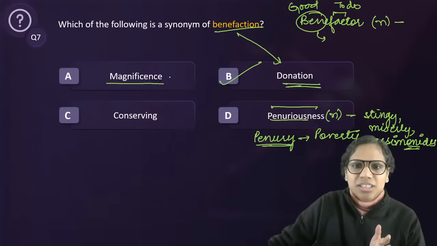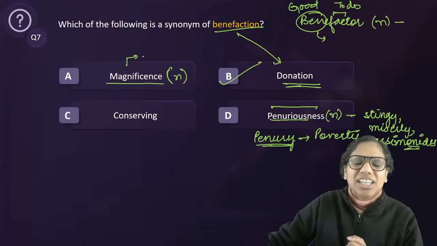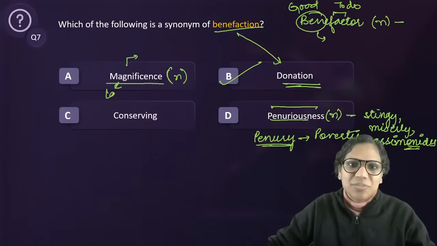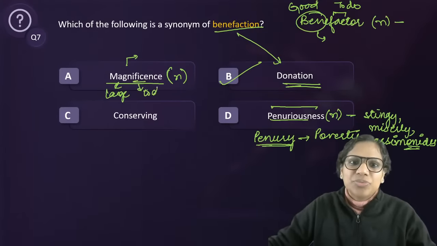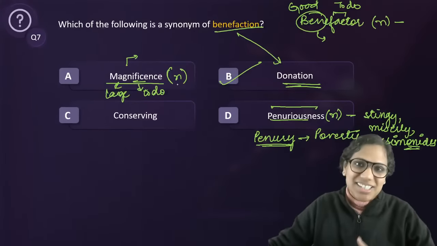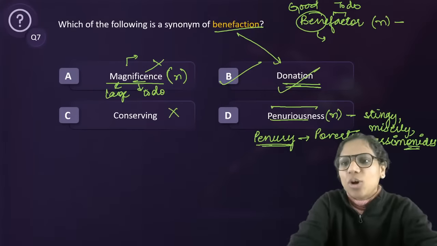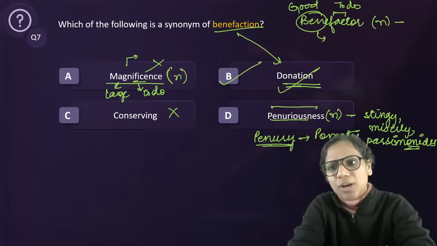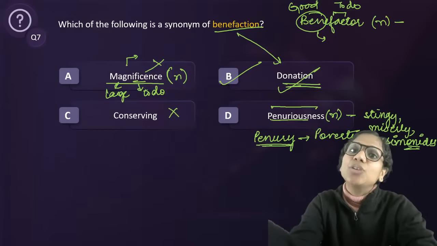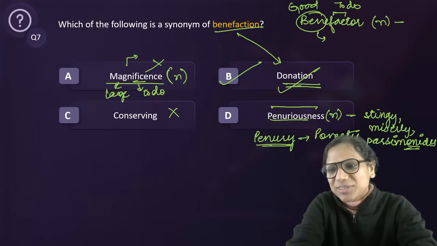Magnificence, I think all of us understand. Yes, the magnificence of the place. If I say this place is magnificent, that means it's very impressive. Mag means large here, and fic again means to do. So when something is so impressive, grand, that's when it's magnificent. Conserving is eliminated, donation is the only option left. Yes, benefaction is a noun. Frugal is a similar word to stingy, although frugal does not have the negative connotation that stingy carries. Yes, Karan Johar basically. Got it.